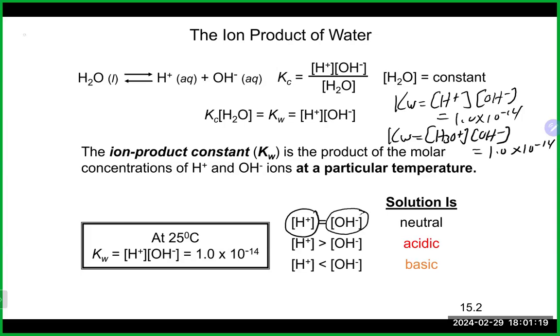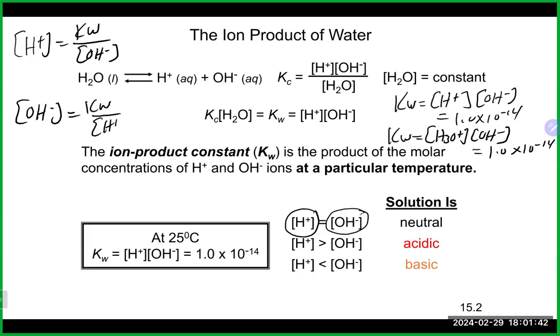The good news is it's the same calculation regardless of what concentration you're given. If you want to find the H plus concentration, you take KW divided by the hydroxide concentration. And once again, that KW is the 1 times 10 to the minus 14 number. Or if you want to find the OH minus, it is KW divided by the H plus concentration.